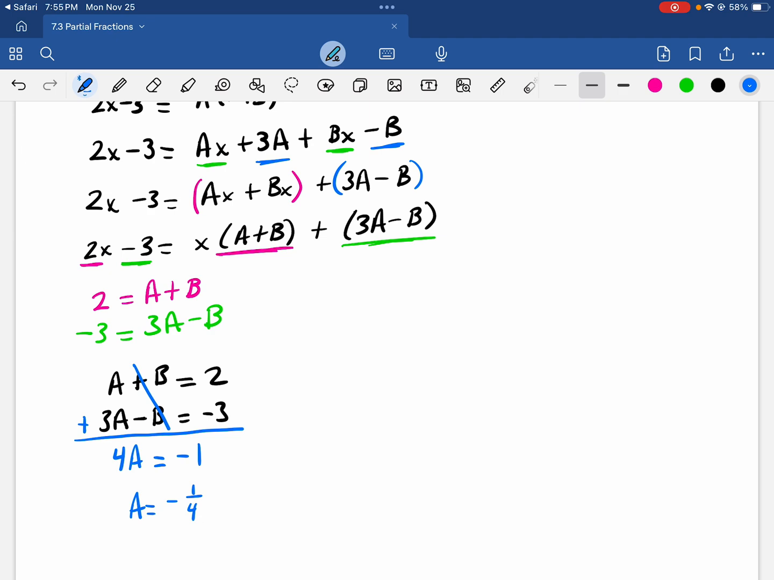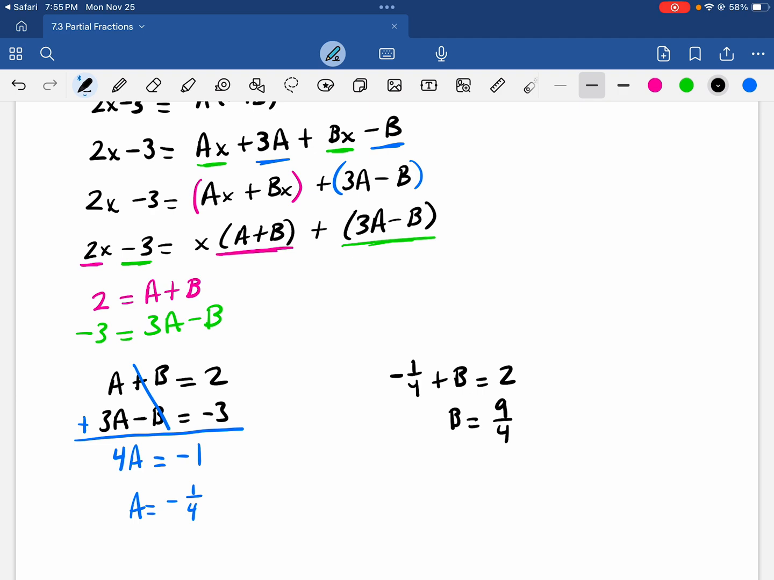Now that I know what it is equal to, I'll go back and plug that back in to either one of those equations and solve for b. I think I'm going to shoot for that top equation. So I'm going to have negative 1/4 plus b equals 2. I'll add 1/4 to both sides and get 9/4.